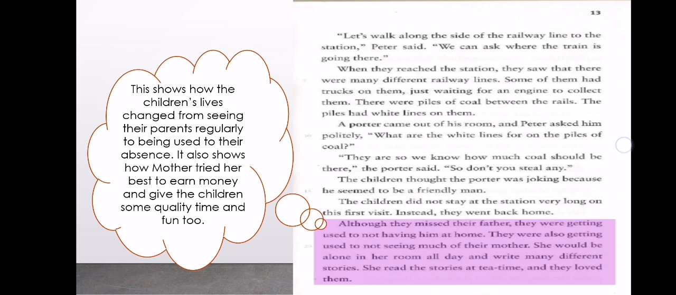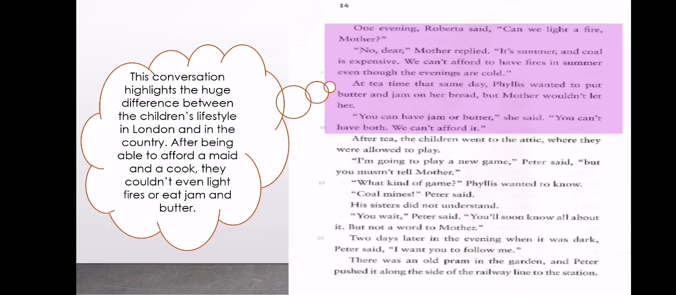In page 14, starting from line number 1 until line number 10, this conversation highlights the huge difference between the children's lifestyle in London and in the country. After being able to afford a maid and a cook, they couldn't even light fires or eat jam and butter.